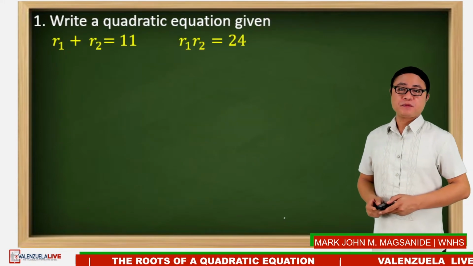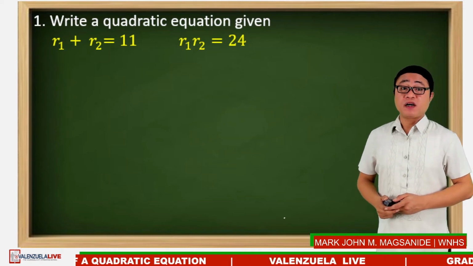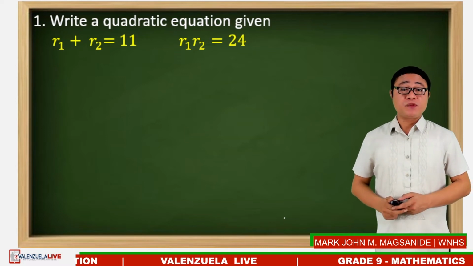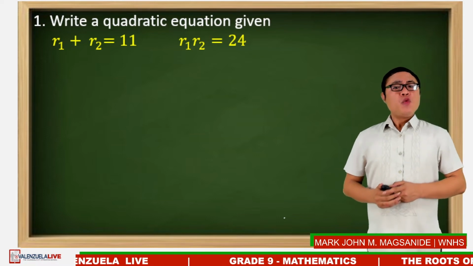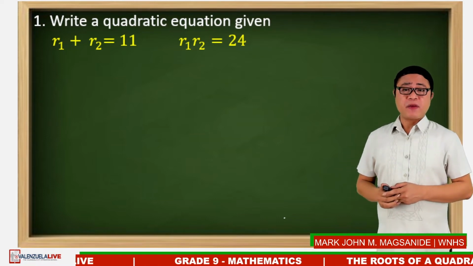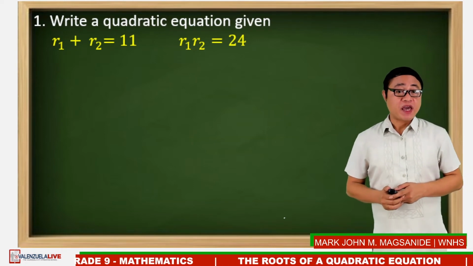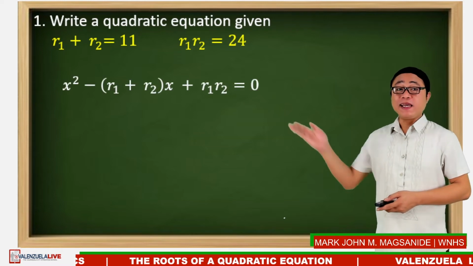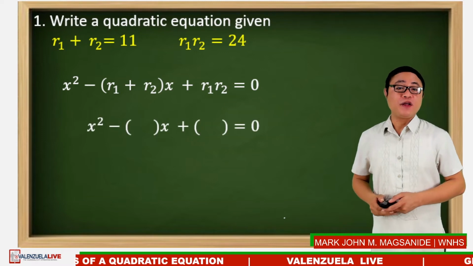Number 1. Write a quadratic equation given r sub 1 plus r sub 2 is equal to 11 and r sub 1 times r sub 2 is equal to 24. In this example, we cannot use the reverse factoring method. Instead, we will use the application of sum and product of the roots given by this form.